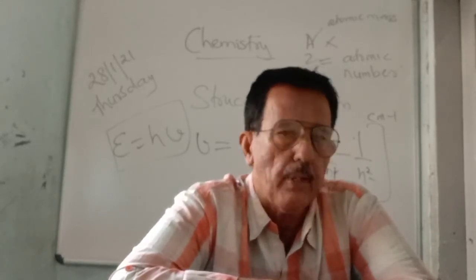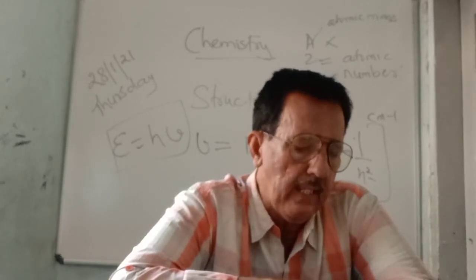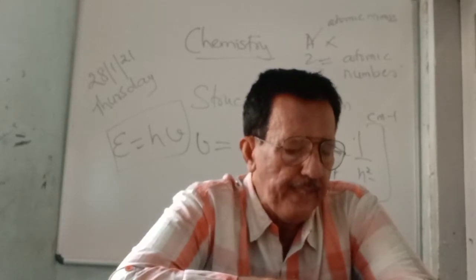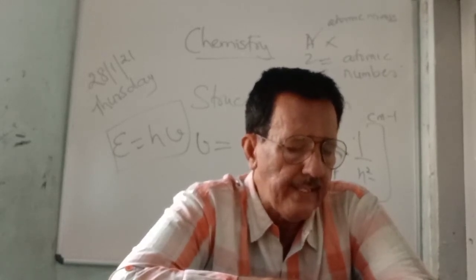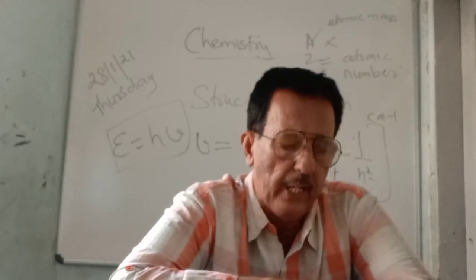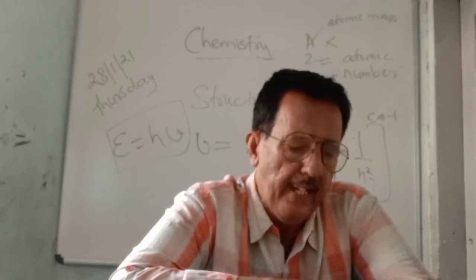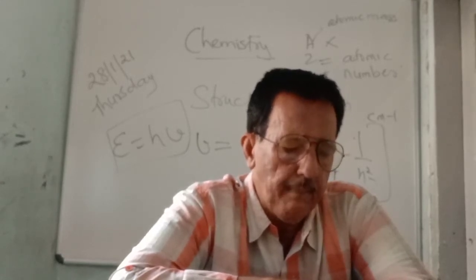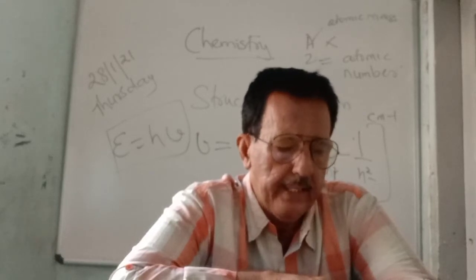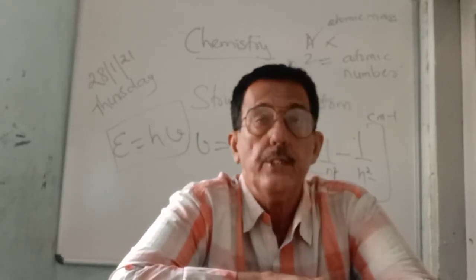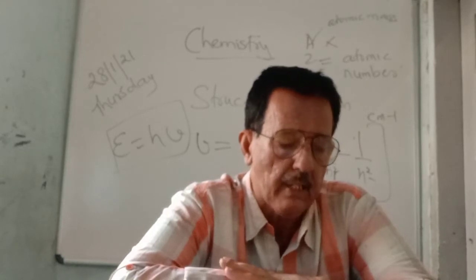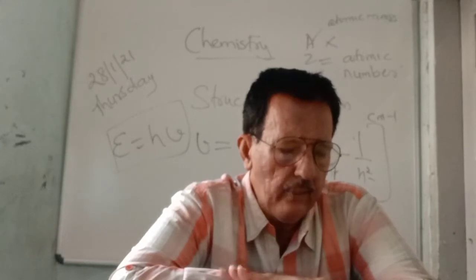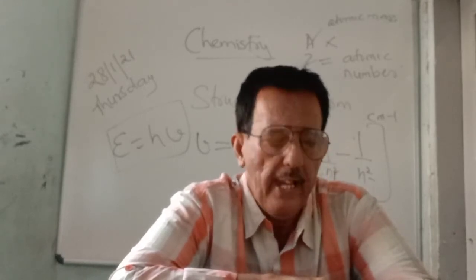Azimuthal quantum number indicates the number of subshells. The number of subshells is equal to n. The subshells are represented by s, p, d, f. The value of l ranges from 0 to n minus 1. Magnetic quantum number signifies the spatial orientation of the orbital in a given subshell. It is denoted by ml. It gives the total number of orbitals in a subshell. The allowed values of ml total 2l plus 1.